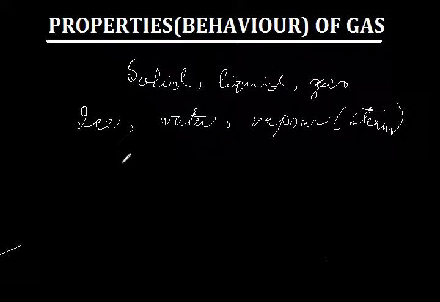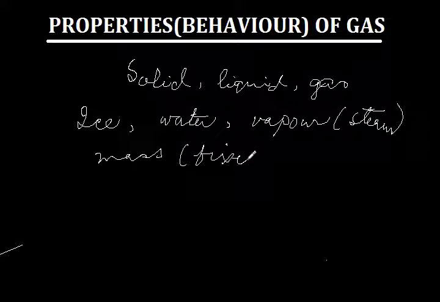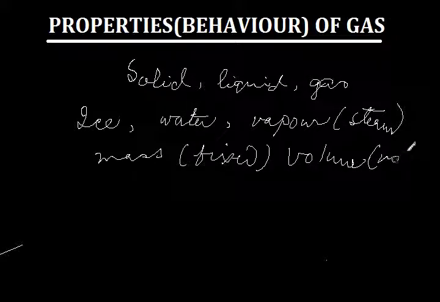Now, our discussion will be limited to gas, properties of gas, how the gases behave under different pressure, different temperature, etc. Before going to that, we have to first mention that a particular mass of gas has a particular mass, but it has no particular volume. Mass fixed, but volume of a particular mass of gas not fixed.